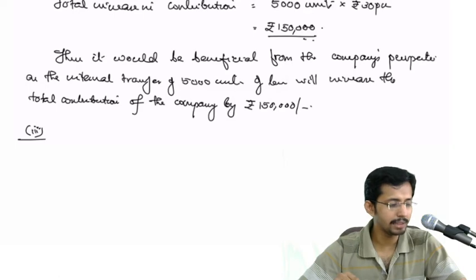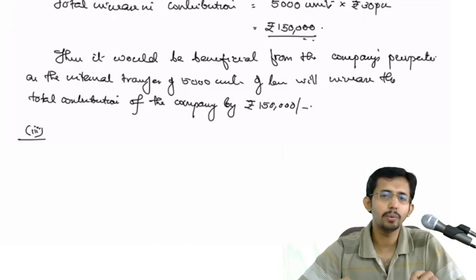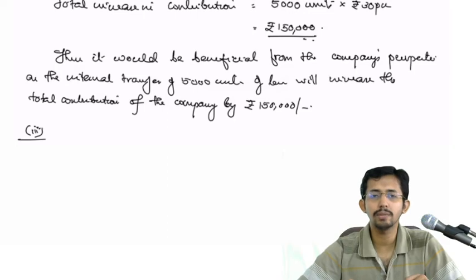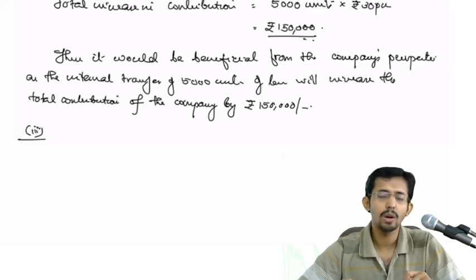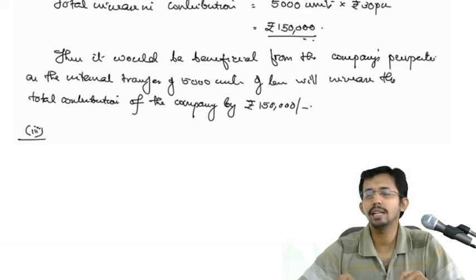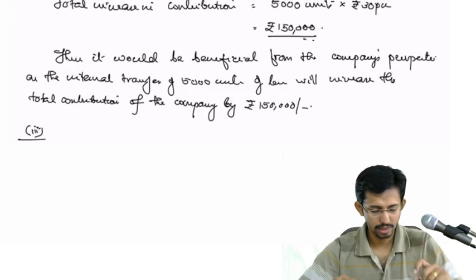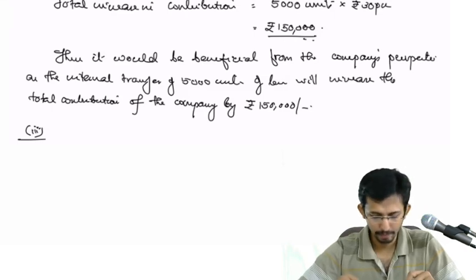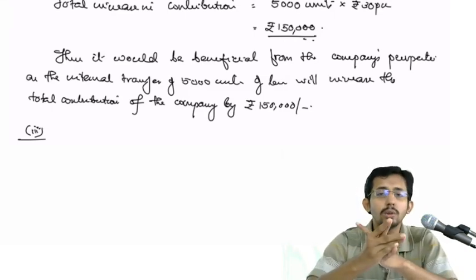the divisional managers should agree for the internal transfer of the lens irrespective of its impact on their respective divisions. Okay, this concept is what is known as goal congruence.